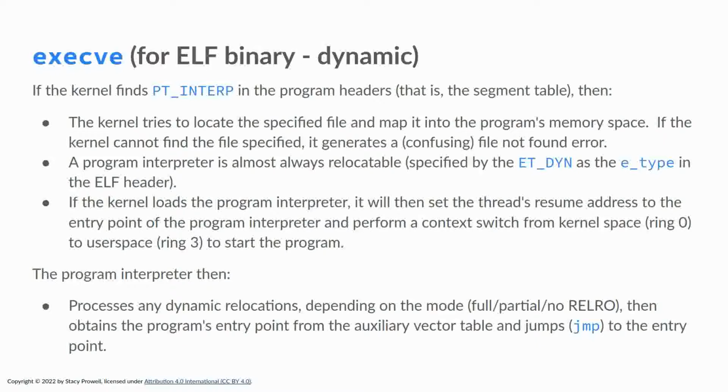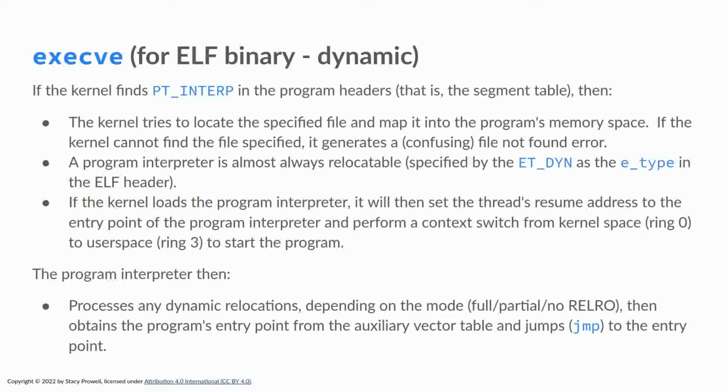And what does it do? Well, it processes dynamic relocations. It scans through your file. It looks at the dynamic relocation table, which gets loaded into memory. And it tries to figure out if it can resolve all the relocations. And if it can't, it gives you an error about not being able to find a dynamic link library and exits. But if it can find all of those, then it tries to determine how to address that. And that depends on full, partial, or no RELRO.